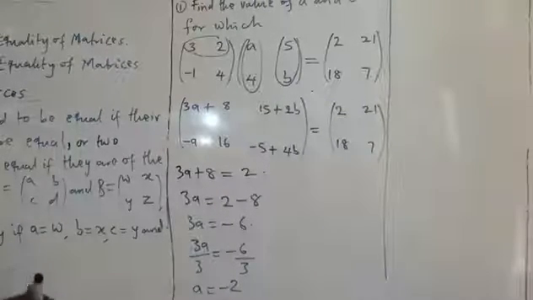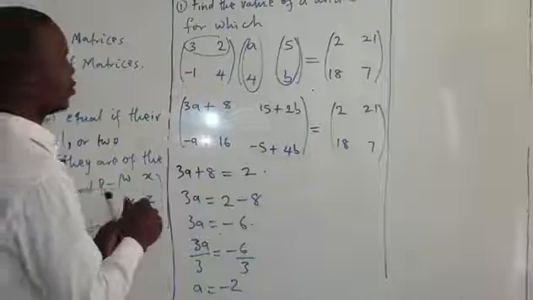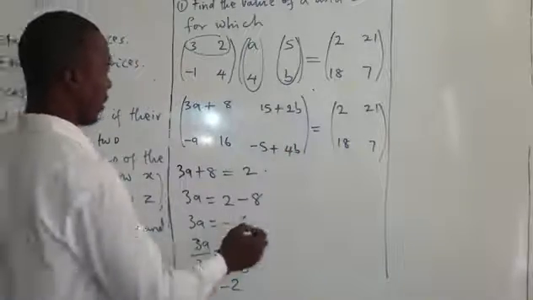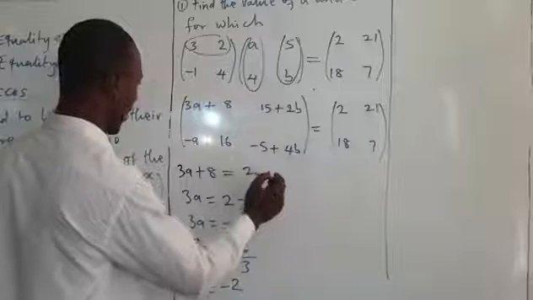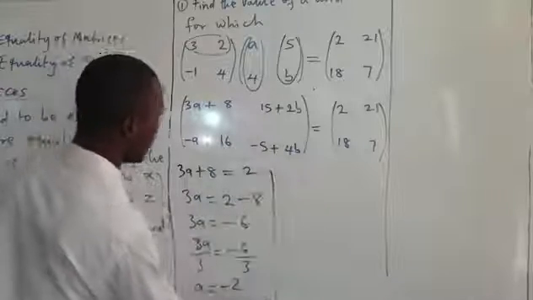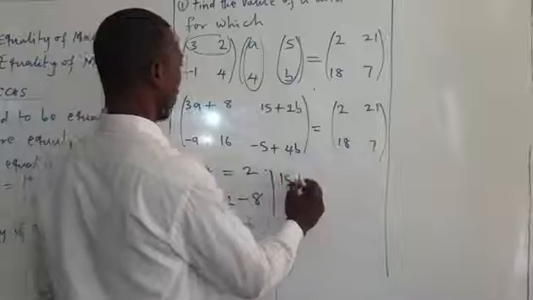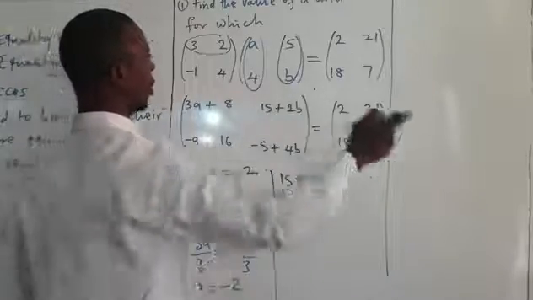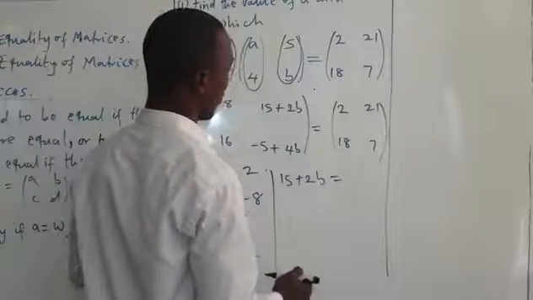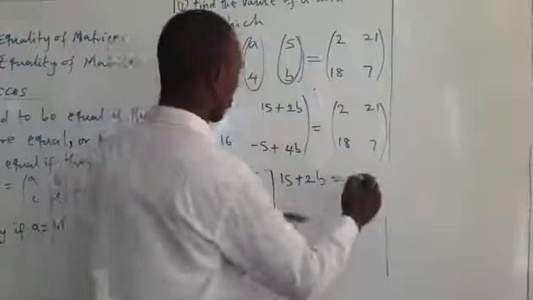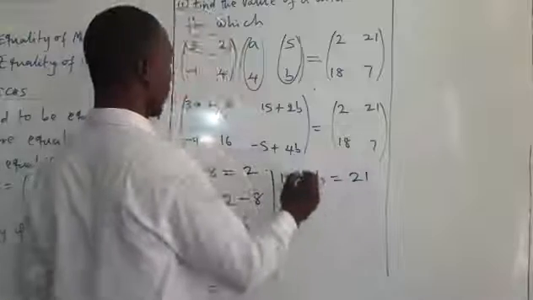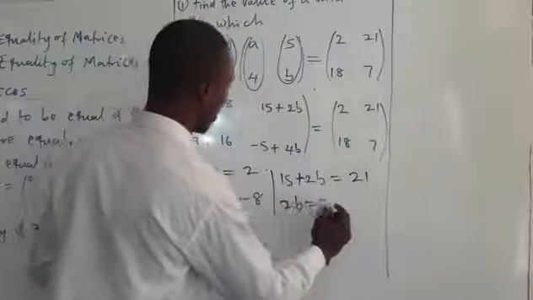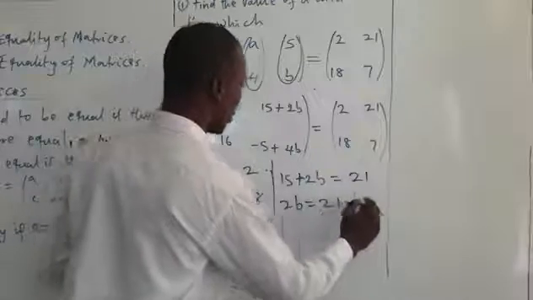To get the value of b, I will prefer to use the second element in the first row of the matrix on the left-hand side. So it's 15 plus 2b equals the second element in the first row of the matrix on the right-hand side, which is 21. So we now have 2b equals 21 minus 15.